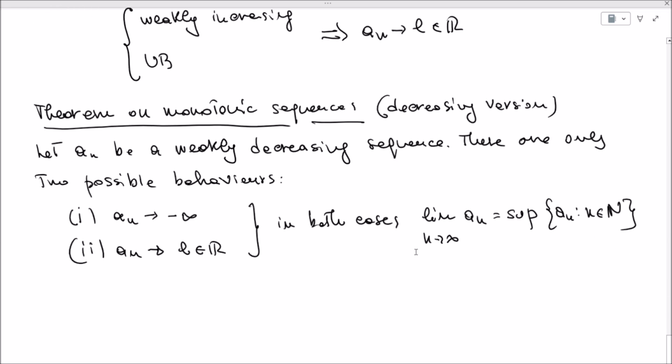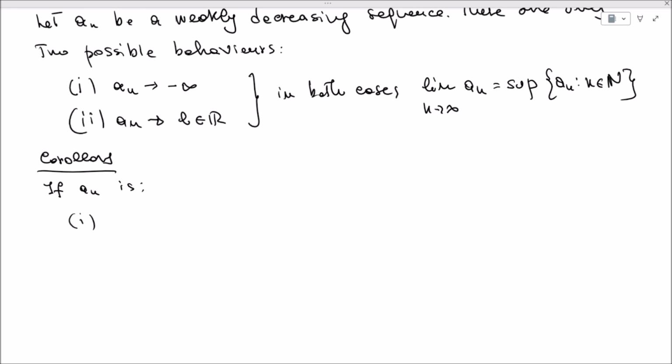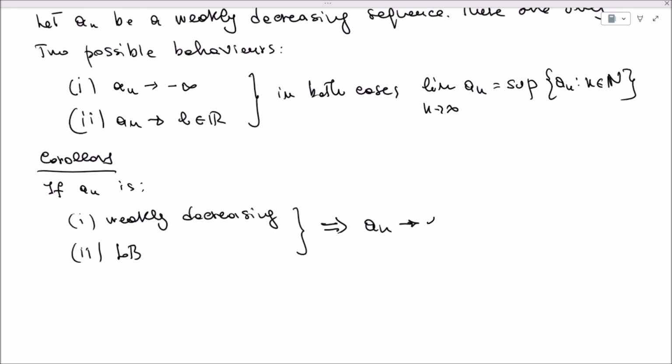Now the proof of this is exactly the same as the previous one, but we have another interesting corollary of this theorem: the fact that if an is two things, weakly decreasing and lower bounded, then these two things imply that the only possibility would be that an will tend to a real limit r.